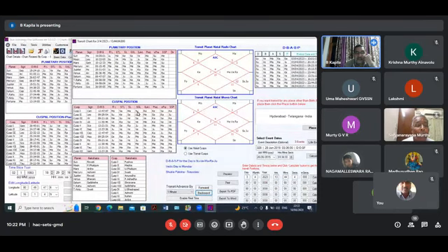The ascendant sub-lord should be linked to the Moon star. Yes, sir. Ascendant sub-lord is Ketu here. Right? Now, is it possible to have Sun as sub-lord? The answer is no.